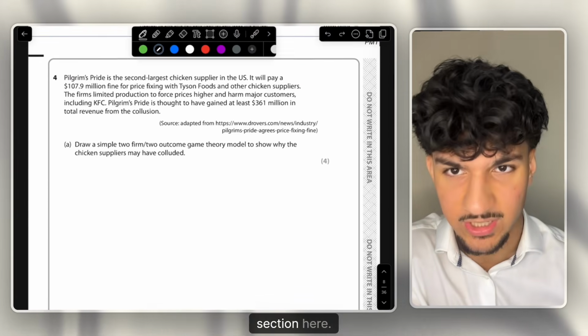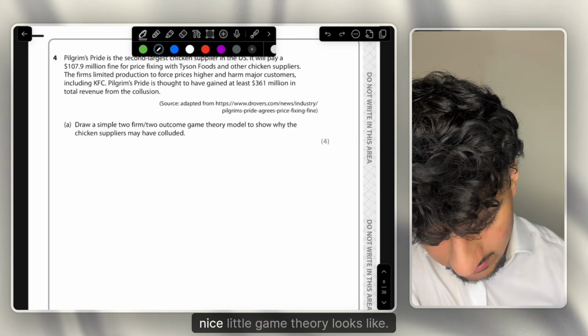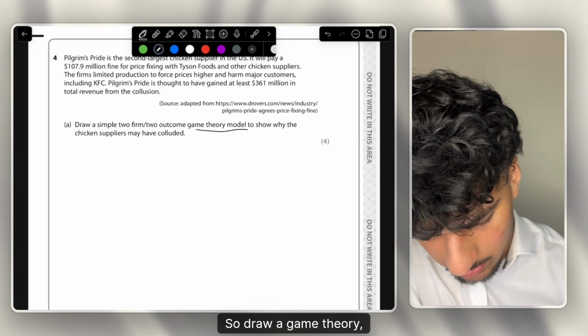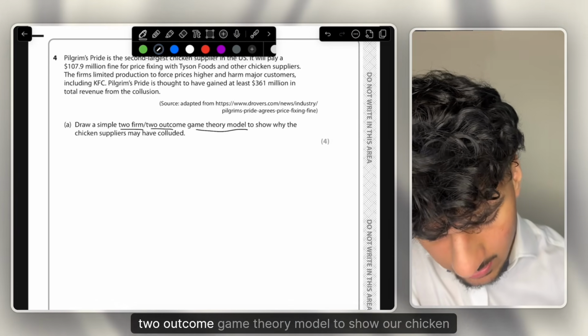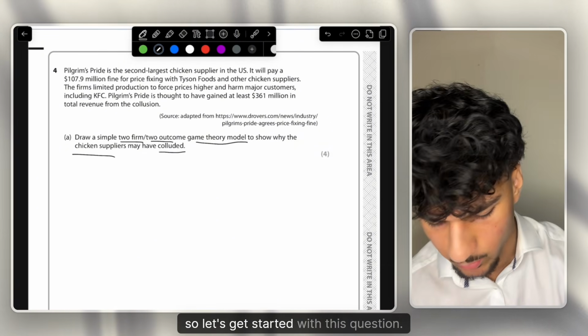It has been quite an easy section A, so I expect these two questions to be quite hard. Okay, nice little game theory. It looks like: draw a two firm, two outcome game theory model to show why chicken suppliers may have colluded. Okay, so let's get started with this question.